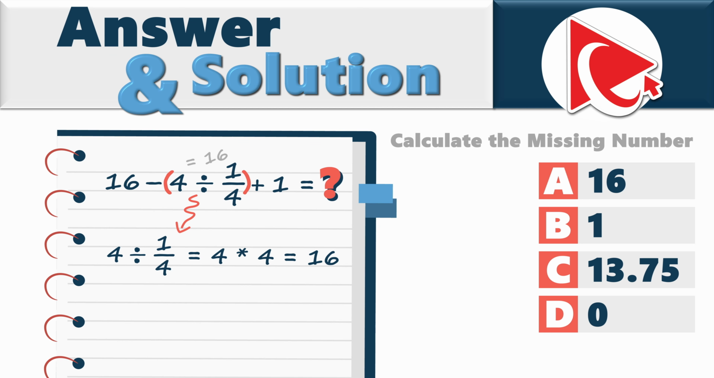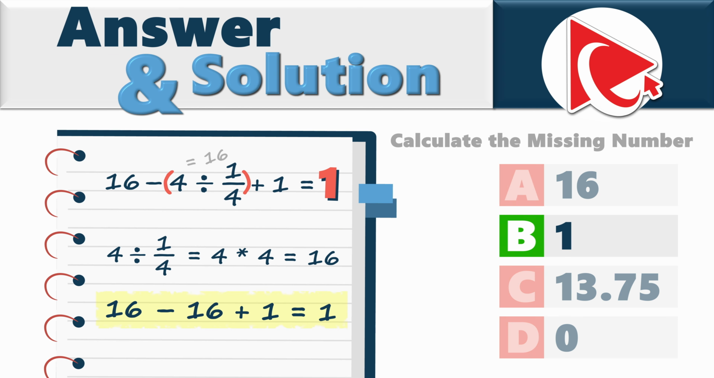Now we can easily solve the original expression. The result will be calculated as 16 minus 16, the result of this division operation, plus 1, and would be equal to 1. So the correct answer here is choice B, 1.